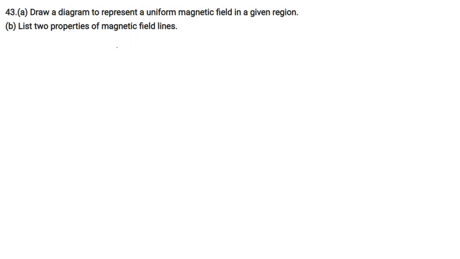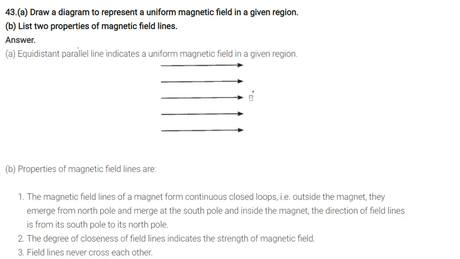Draw a diagram to represent a uniform magnetic field in a given region. Equidistant parallel lines, see the distance between them is equidistant. This is D, this is also D, this will also be D. So equidistant parallel lines indicate a uniform magnetic field in a given region.